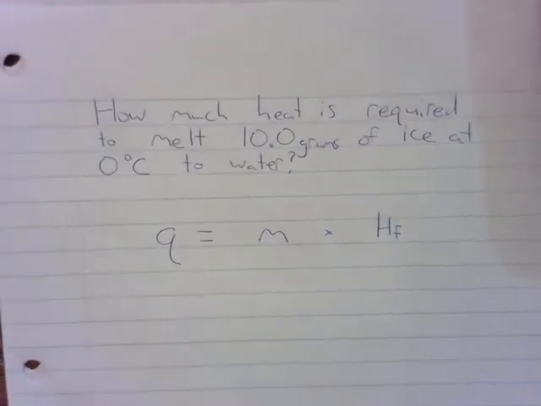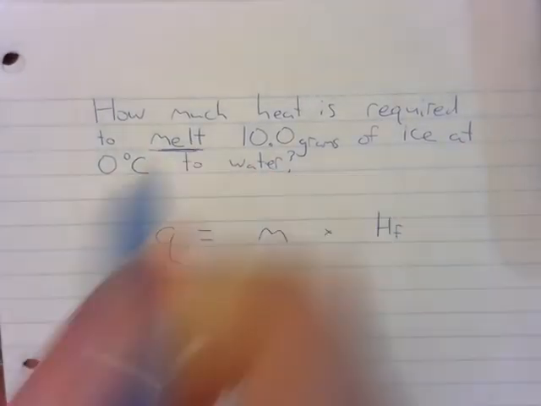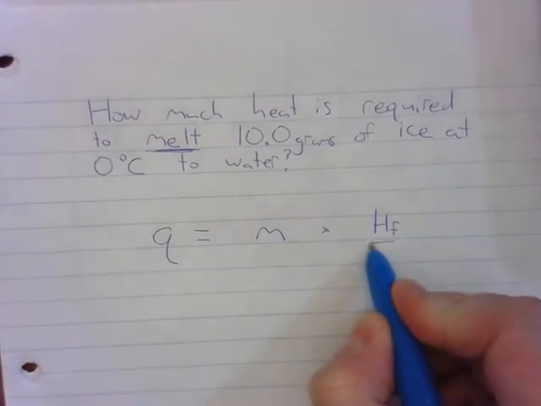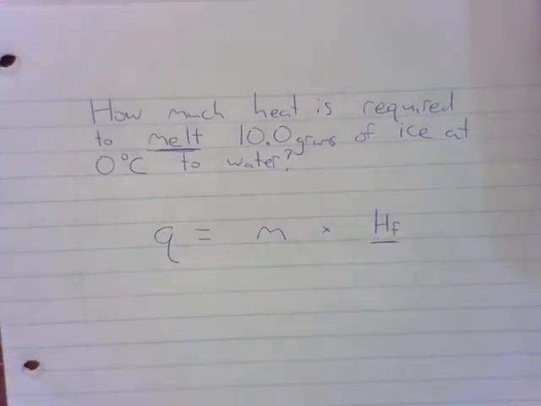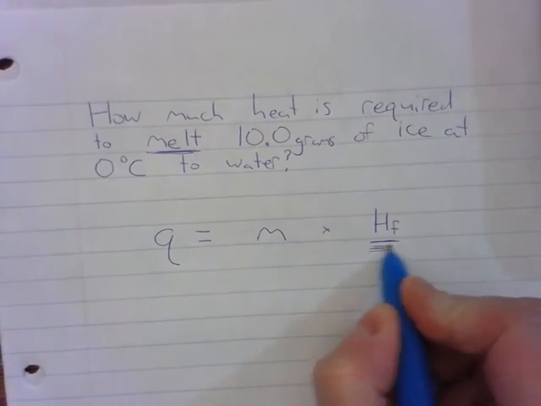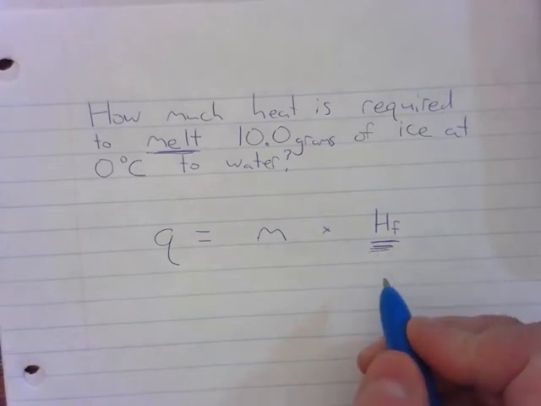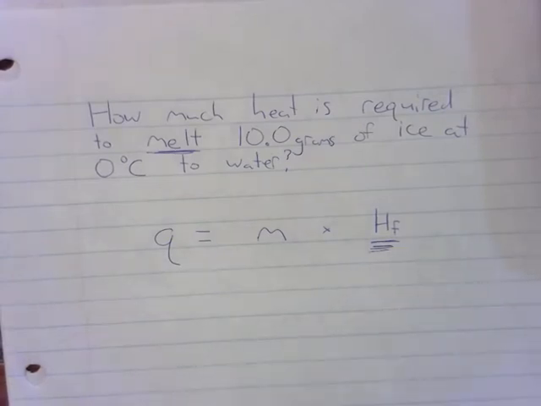So I cannot possibly use the Q equals mc delta T equation. Fortunately, it said melt, which means fusion. So I know to use this formula. I could have also given a different question where I went from liquid to solid, which is freezing, but it would still be the same formula because fusion and freezing are two sides of the same coin. One is solid to liquid, the other is liquid to solid. It's the same thing.